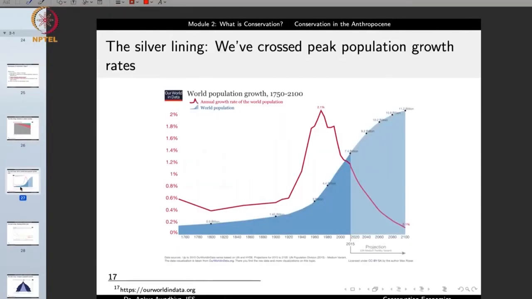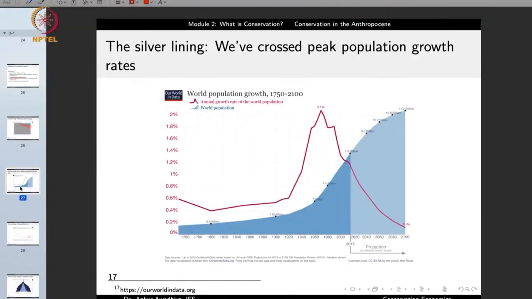Another silver lining is that the rate of population growth has already peaked. So we are now in a stage where the rate of population growth is decreasing with time. Even though our populations have been increasing, the rate of increase has now gone down. And the rate of increase is going down very quickly, and in a short period of time, we might even move to a stage of a stable population.